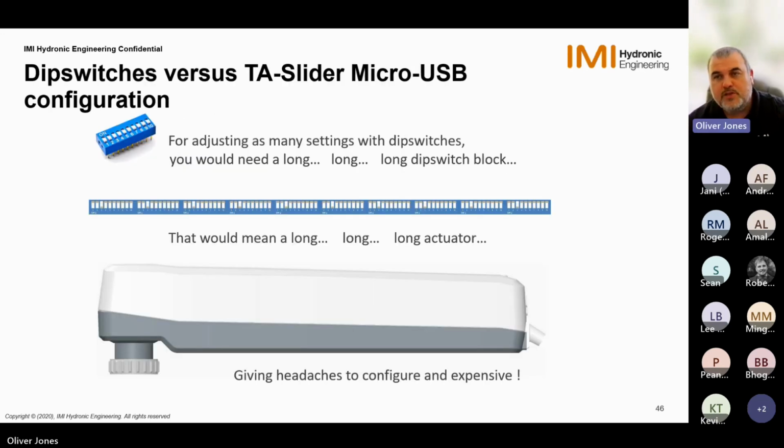So to do what we can do with the TA-Slider, for adjusting that many dip switches, we would need a very, very, very long dip switch block, which also means we would need a very, very long actuator, which is obviously going to give you a nightmare on site to be able to set up, and could be very expensive to actually house that many dip switches to have that much control and functionality within the actuator itself.